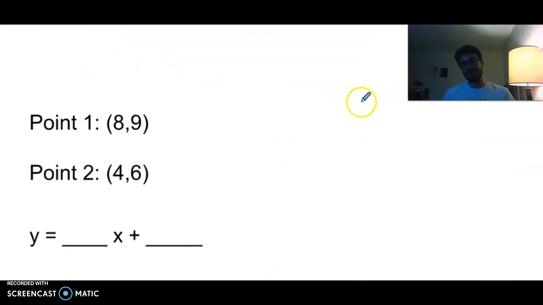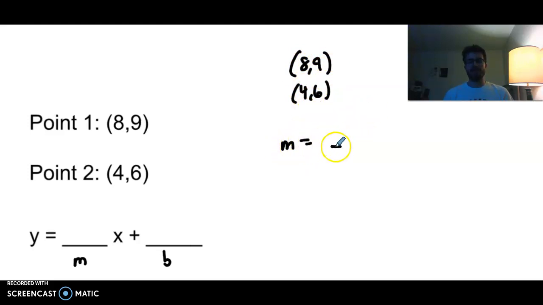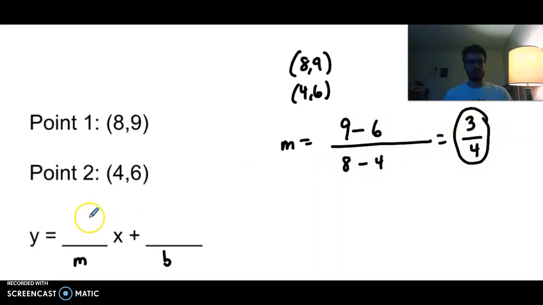Here's another example, except this time again without a graph. So again, I need my slope, and I need my y-intercept. To find slope, I can stack the 2 points on top of each other. And remember, slope is going to be subtracting the y's, so 9 minus 6, over 8 minus 4. 9 minus 6 is 3. 8 minus 4 is 4, so my slope is 3/4.